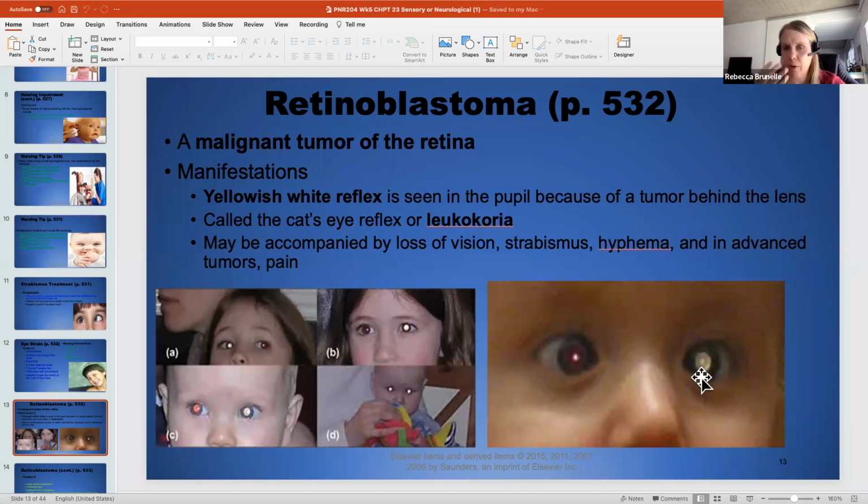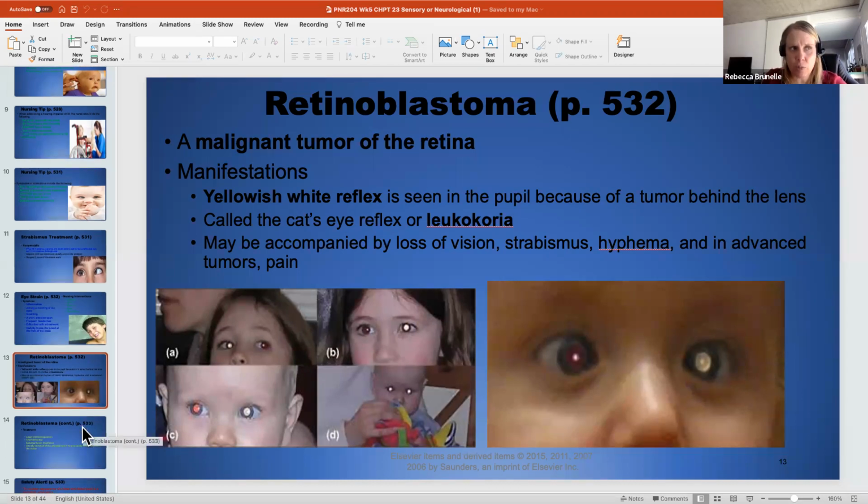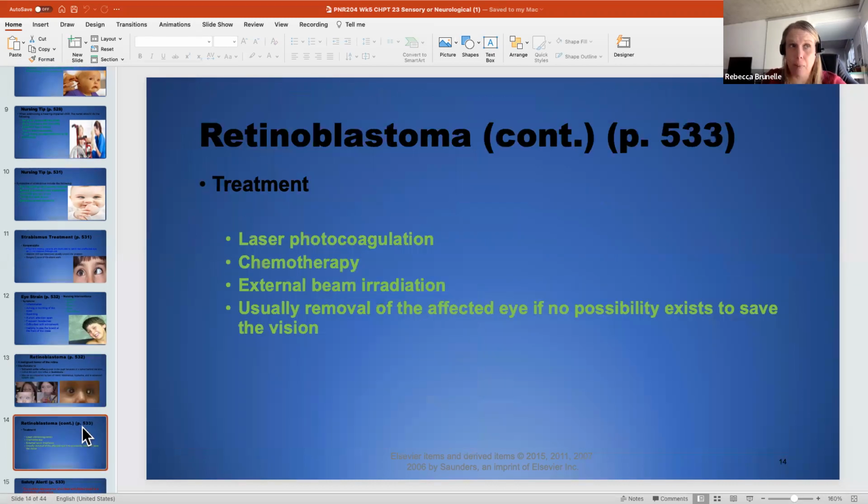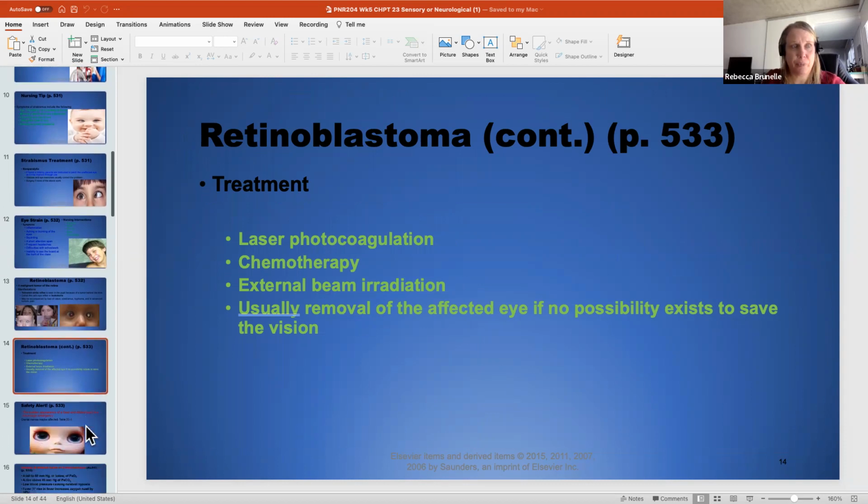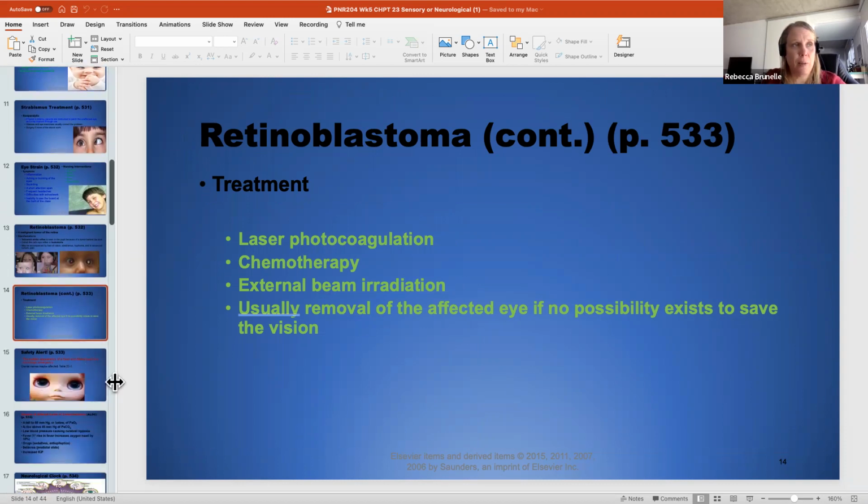So just to be aware, a lot of times parents will see this before the healthcare provider. Parents frequently really know what their kids look like. So if they ever mention to you they have this white light in their eye, you should really pay attention to it. Usually it's diagnosed pretty early, and they can treat it with photocoagulation, chemotherapy, radiation. In more advanced or severe cases, they actually have to remove the eye.